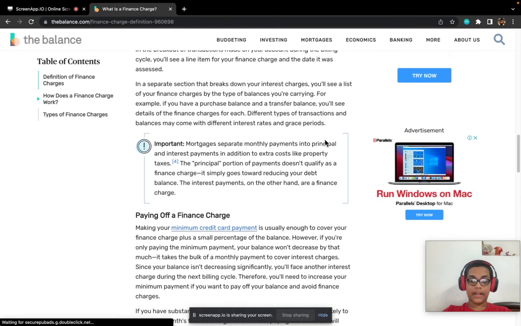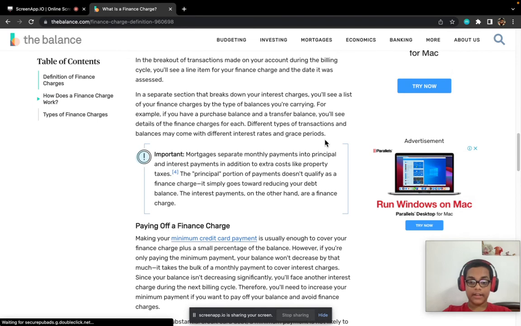Paying off finance charges. Making your minimum credit card payment is usually enough to cover your finance charges plus a small percentage of the balance. However, if you're only making the minimum payments, your balance won't decrease by that much. It takes the bulk of a monthly payment to cover interest charges since your balance isn't decreasing significantly. You will face another interest charge during the next billing cycle. Therefore, you will need to increase your minimum payment if you want to pay off your balance and avoid finance charges.